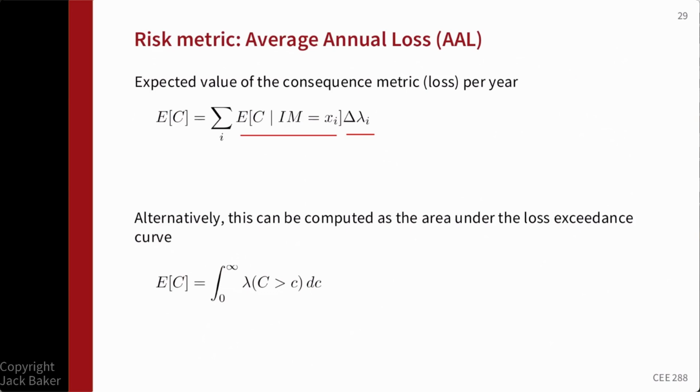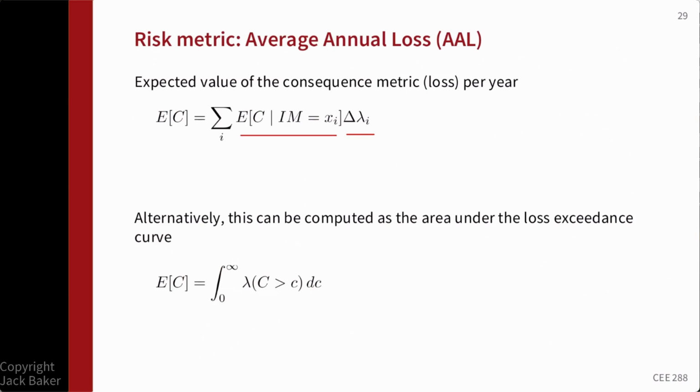Okay, so the idea here is we're going to take the same discretized rates of occurrence of the ground motion hazard curve, the delta lambda i. That's telling us how often we see those different levels of IM equaling xi. And then we're going to multiply that by the expected consequence given IM equals xi. All right, and that was a previous calculation that we had in the earlier videos. Okay, we add those up and we get the expected consequence. Because the delta lambda i is in units of per year, this is the expected consequence per year. Right? So that's the typical way we compute this.